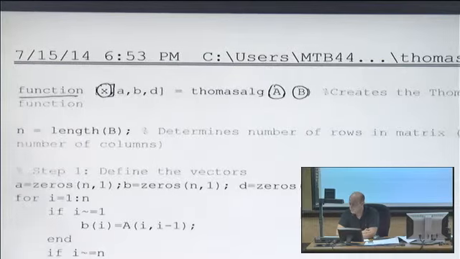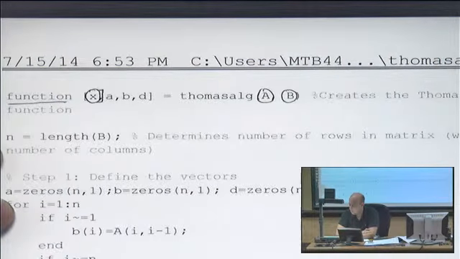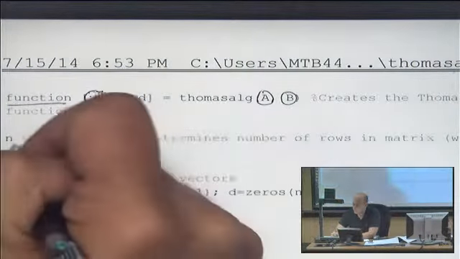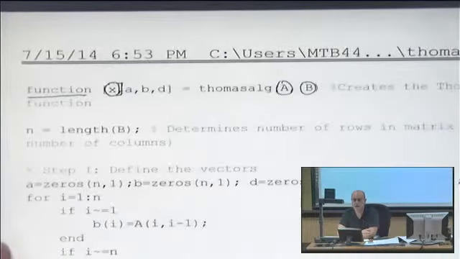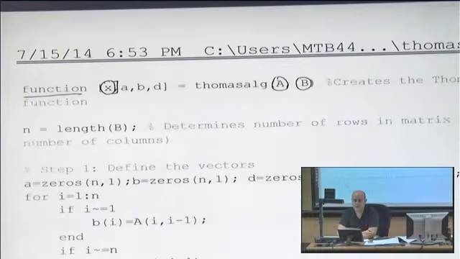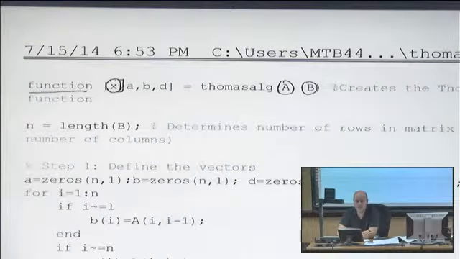Now the first thing we might want to know is how big the matrix is. So A is an n by n matrix and B is an n by 1 vector. So what I could do is say n is equal to the length of B. Or you could say [n, m] is equal to the size of A, and n should be equal to m. Either way, you can use the size command or the length command. That tells us how big the matrix A is. Is it a 3 by 3 or is it a 300 by 300? And then we just follow the steps.